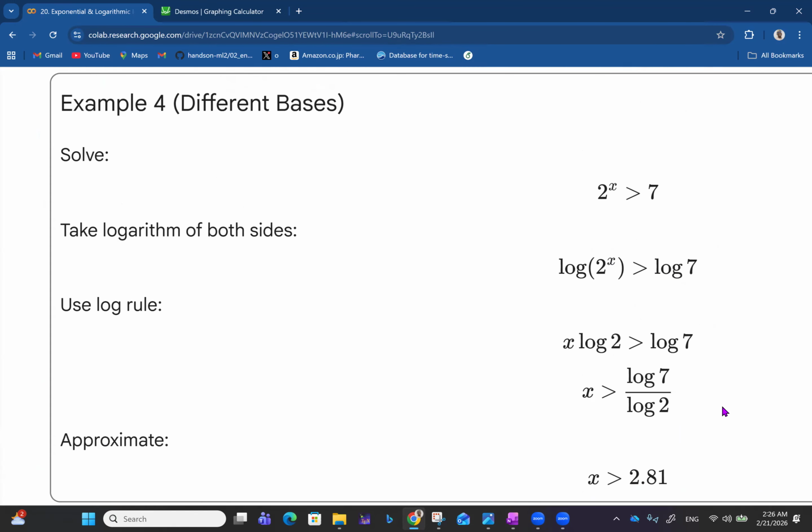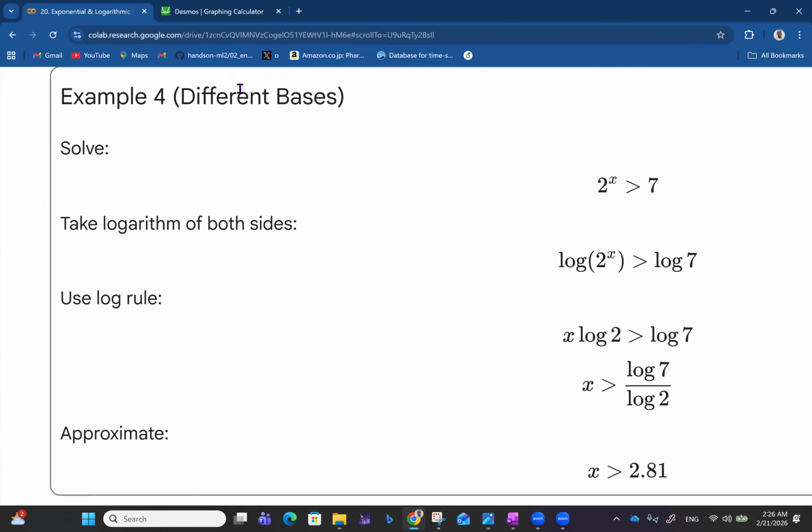So, example 4 now. What if you have different bases? You have 2 raised to x greater than 7. The bases are not common. You can't write them in the same base. So you can take log of both sides. If you had e somewhere, you take natural log, but without e, you can take common log like we have now. So we have log of 2 raised to x is greater than log 7. Log of 2 raised to x is the same thing as x log 2, because from the log rule, the power comes down to multiply the log. So we have x log 2 greater than log 7.